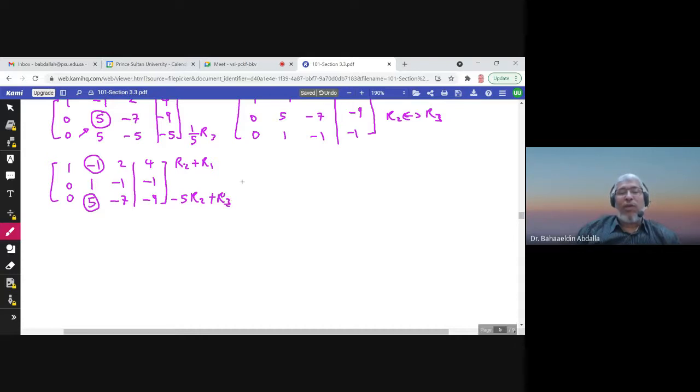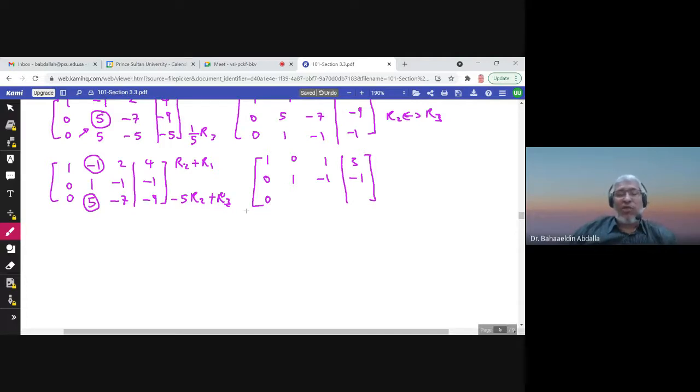So the new matrix would be... The second row is not going to change because we are using it now to make zeros. And now R2 plus R1, so 0 plus 1, 1 minus 1 is 0, negative 1 plus 2 is 1, negative 1 plus 4 is 3. Negative 5 times 0 plus 0, that's 0. So you notice that when this is 0 and you are using this row to make ones, the numbers in the column will not change. The numbers in the first column are not going to be changed if you follow this systematic method which we are using.